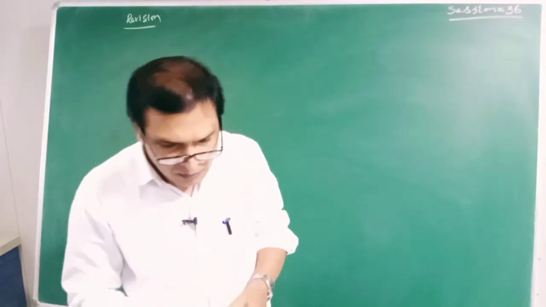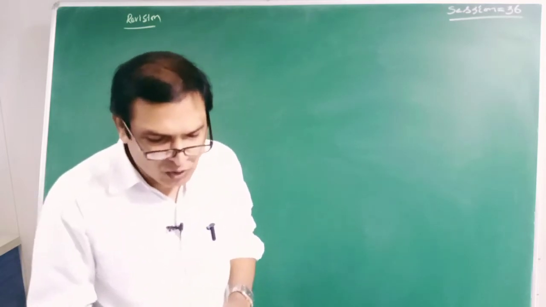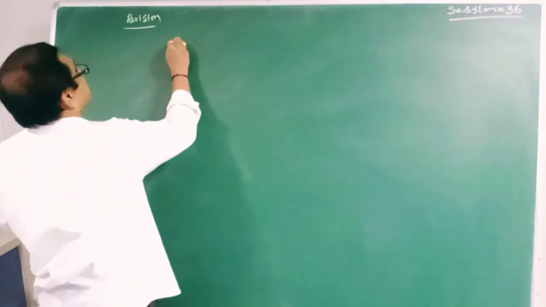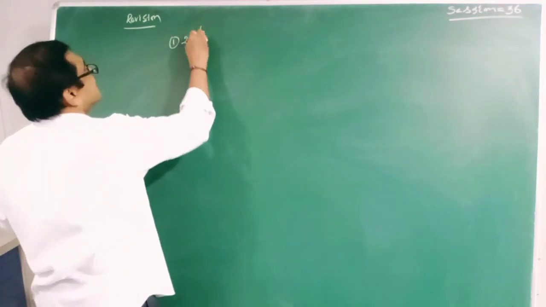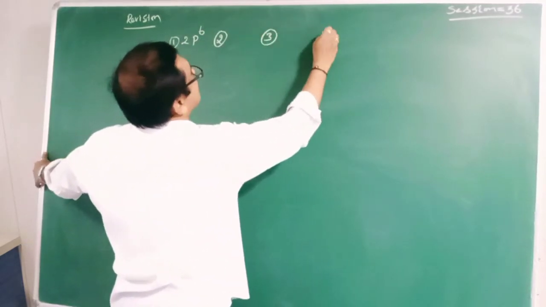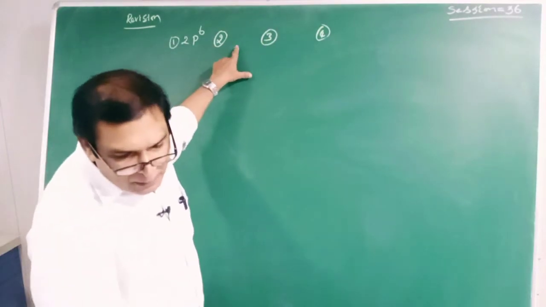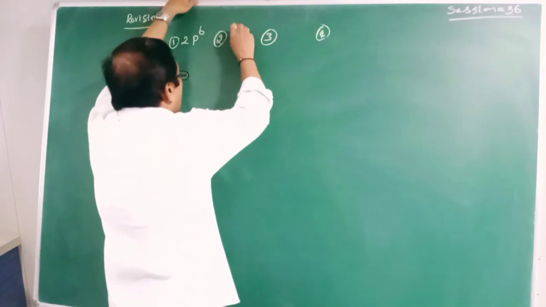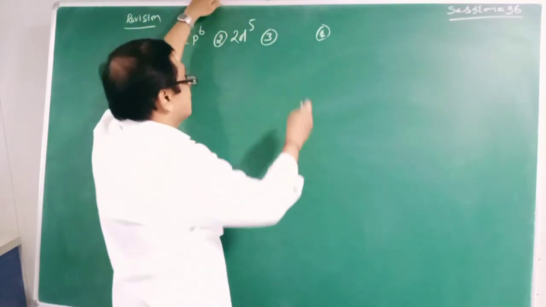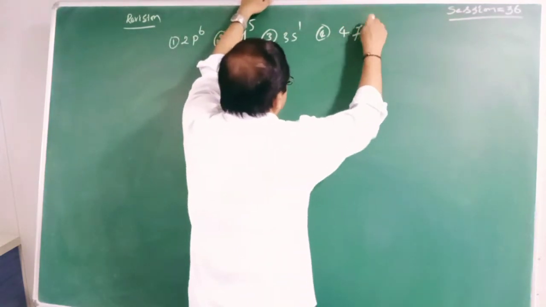Which electron configuration is not possible? Options are given like this. First option, 2p6. Is it possible or not possible? That you have to work out. Second option is 2d5. Third option is 3s1. Fourth option is 4f12.